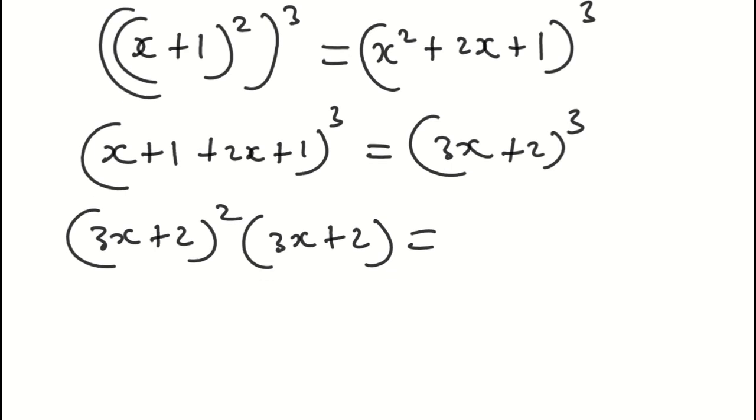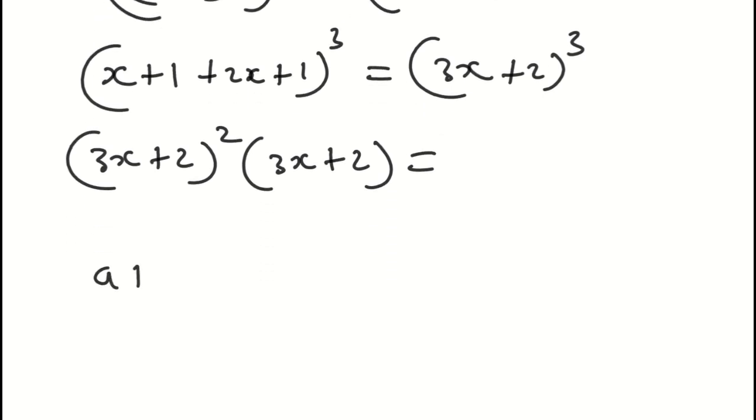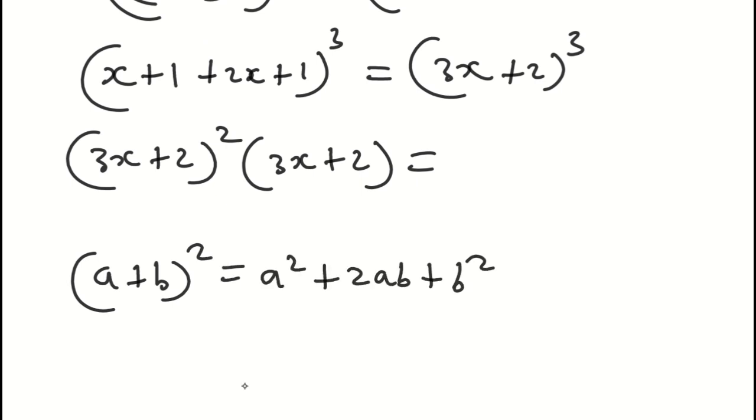I'm going to use algebraic identity here. You know, when you have a plus b all raised to the power 2, this is equal to what? a squared plus 2ab plus b squared. Now you can choose to just multiply using 2 bracket multiplication, or just simply and quickly use this algebraic identity. Remember, a is what? 3x. So that's 3x squared, right? So 3x all raised to the power 2 plus 2ab.